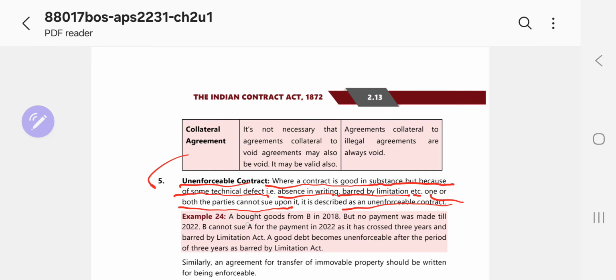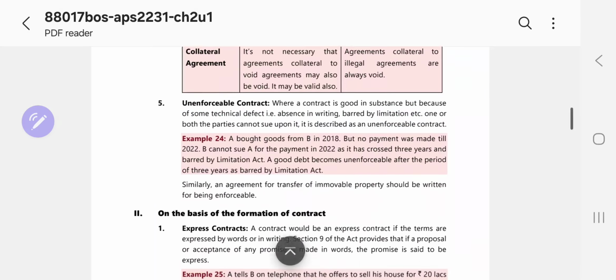For example, A bought goods from B in 2018, but no payment was made till 2022. B cannot sue A for the payment in 2022 as it has crossed 3 years and is barred by the Limitation Act. There is a limitation act under which the payment should be claimed within 3 years, and A has not paid the amount till 2022, which is more than 3 years. So B cannot sue for the payment in 2022. A good debt becomes unenforceable after the period of 3 years as barred by the Limitation Act. So this is an unenforceable contract.